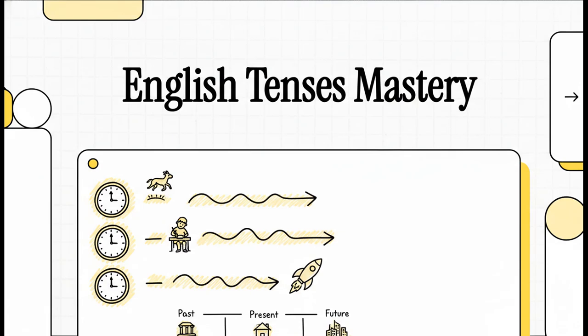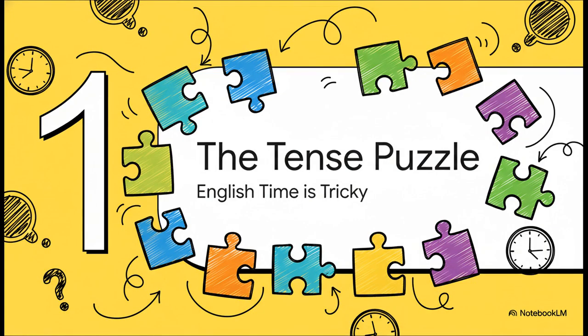Hey everyone, today we're going to tackle English tenses, but I want you to forget about boring grammar charts and endless memorization. Think of this as a fascinating system, a tool that lets you talk about time, moving between the past, the present, and the future with total precision. Let's dive in. So, for a lot of us, English tenses feel like this giant, confusing puzzle, right?